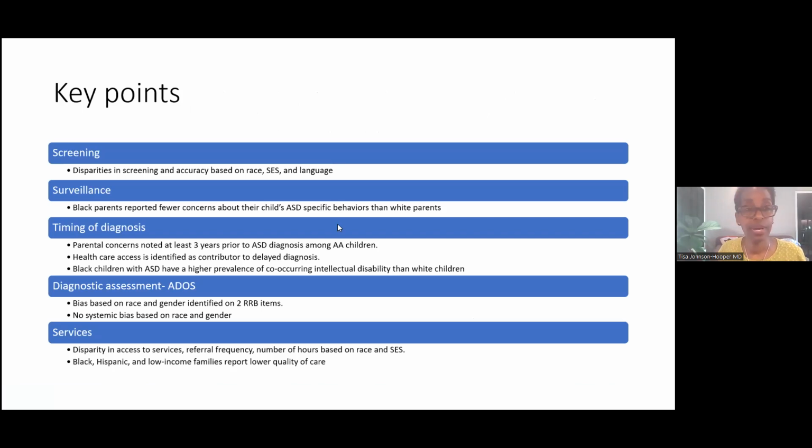So here are the points for this talk: disparities in access to services, referral frequency, and number of hours based on race and socioeconomic status. Black and Hispanic and low-income families reported lower quality of care.